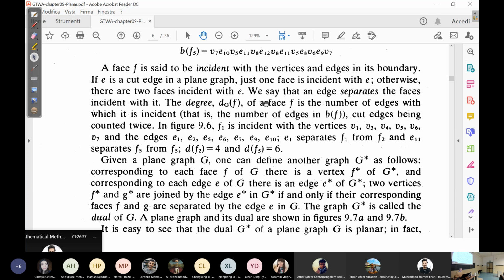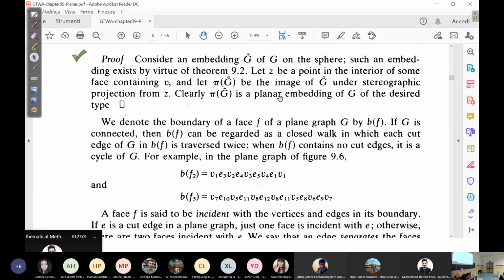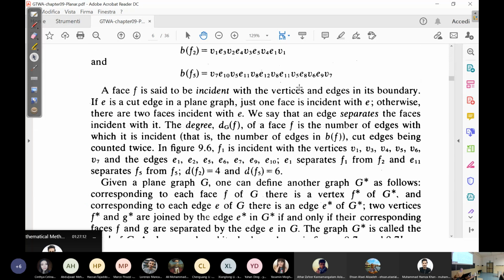If e is a cut edge, just one face is incident with e. Otherwise, when an edge is not a cut edge, and this also holds for loops, as we can see in the example above, there are two faces incident with e. Even for this loop, we have two faces incident with e12, F5 and F6. Of course, a loop cannot be a cut edge. We say that an edge separates the faces incident with it.